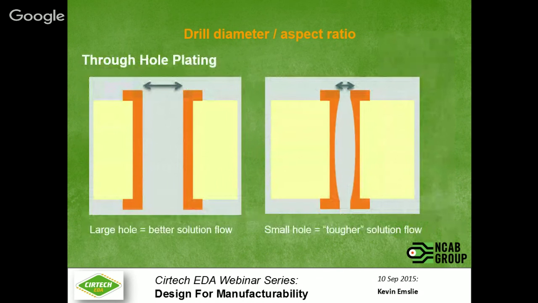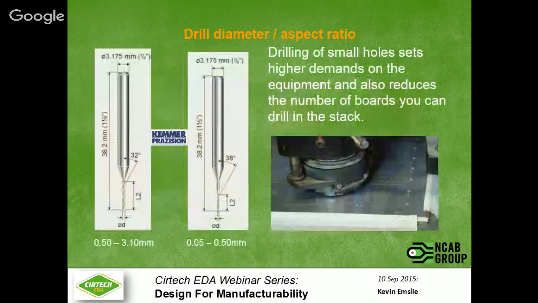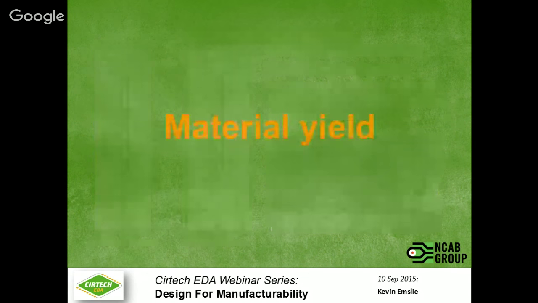Okay. Copper plating inside through holes depends on how easily the plating solution flows through the hole. So when the solution flow is restricted or problematic, the copper plating will end up being thinner towards the center of the hole. Be aware of the manufacturer's aspect ratio capabilities when selecting the minimum hole size for your design. All right, drilling of small holes sets high demands on the equipment, and it also reduces the number of production panels that can be drilled in a stack at any given time. Be aware of that as well.